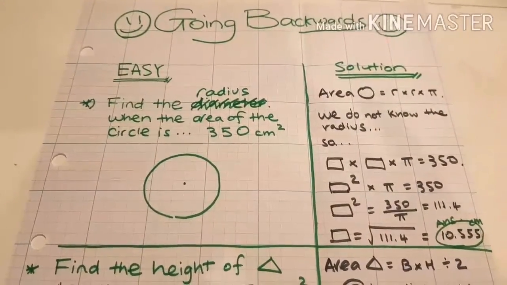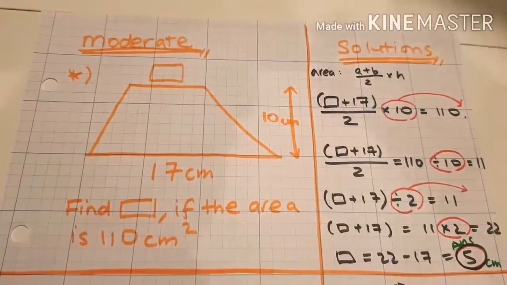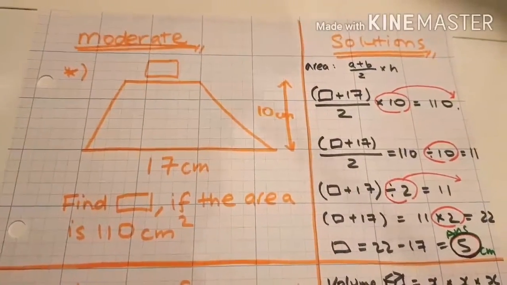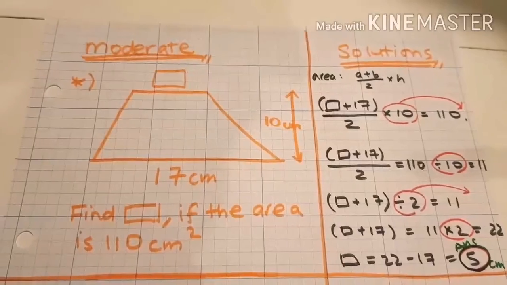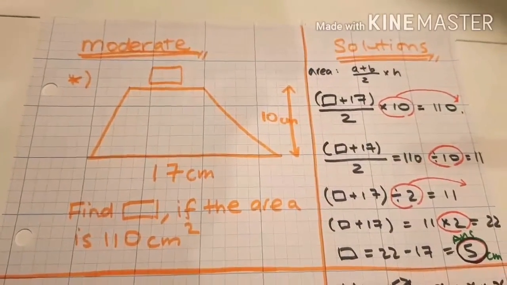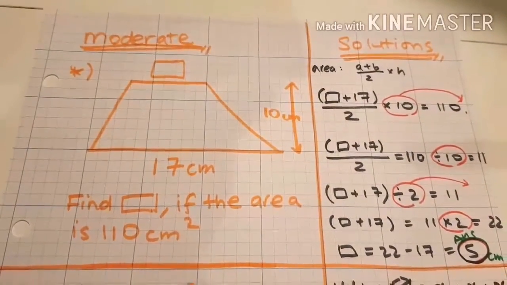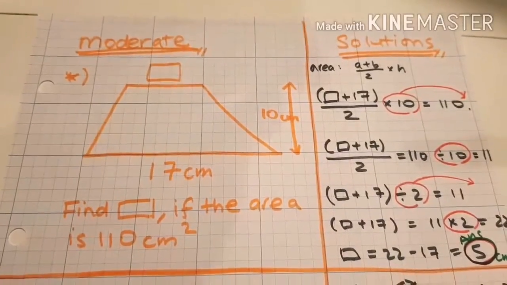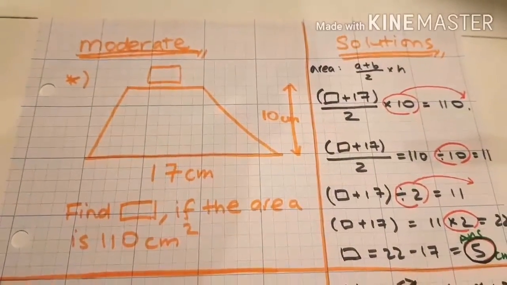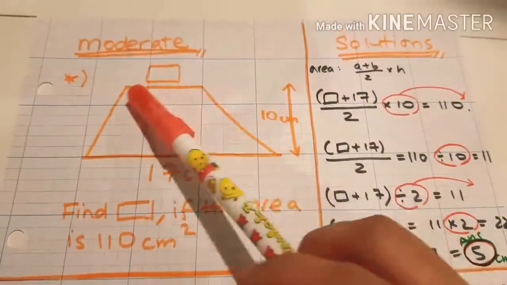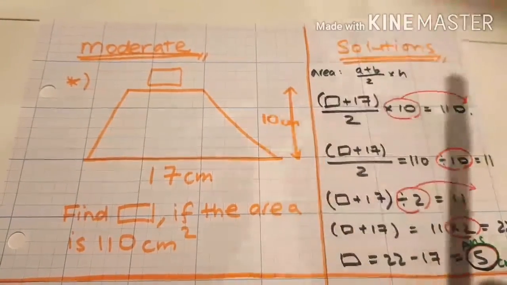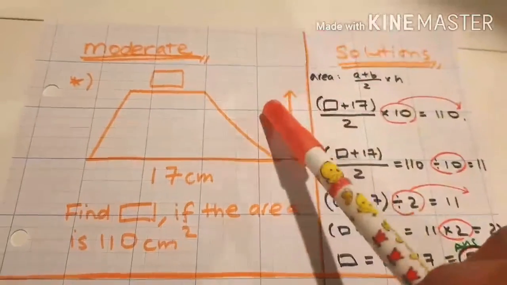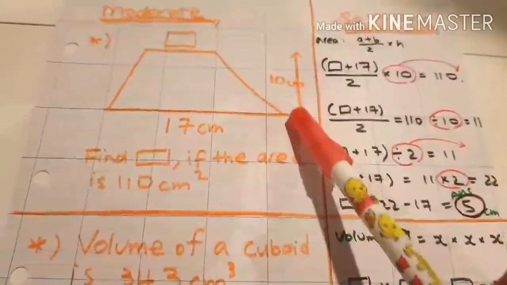Easy one. Okay, let's move on to moderate. It's a little bit more challenging. What is this shape? It's a trapezium. Okay, how did we find out the area for a trapezium? Yeah, I'm adding the top one plus the bottom length divided by 2 and then times by the perpendicular height.